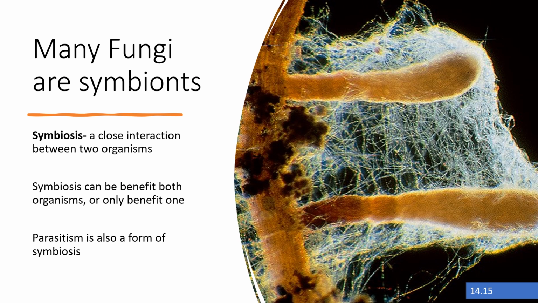We mentioned that fungi are usually either decomposers or they get their nutrients by forming a symbiotic relationship with a living organism. A symbiosis is any close interaction between two organisms. There are many types of symbiosis, from mutualisms where both organisms benefit, to parasitic relationships where one benefits and the other is harmed.